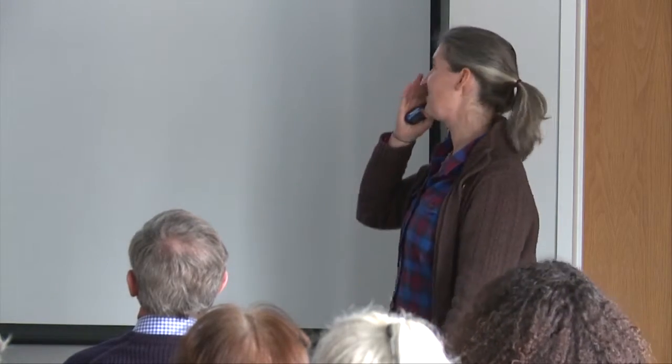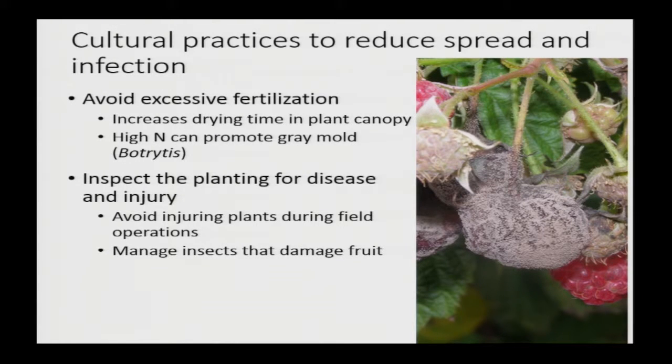And then of course you want to go through and inspect the plants for any disease problems that you need to be controlling. One of the good places to look for fruit rots is not in the edge of the canopy, but in the middle. So if you can poke your head down there and look over into the middle, that's where you're going to see a lot of your fruit rots getting going. It's a good place to detect the early infections.